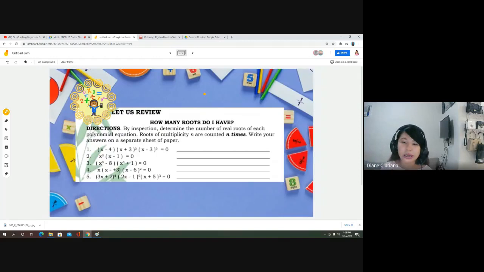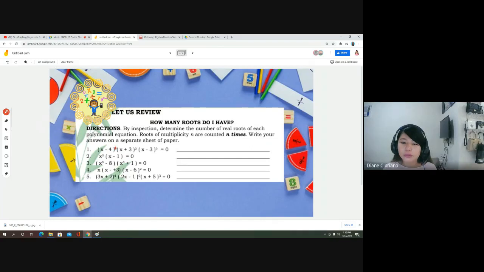Ayan, mag-review muna tayo. Given the direction, by inspection only or habang tinitignan mo lang to, determine the number of real roots of polynomial equations, root of multiplicity n are counted n times. Write your answer on the separate sheet of paper. What would be the roots of this sample number 1? So the root is just how many x or how many zeros were in the equation. Gaano ba karaming x yung makikita mo dyan? Gaano ba karaming zero?